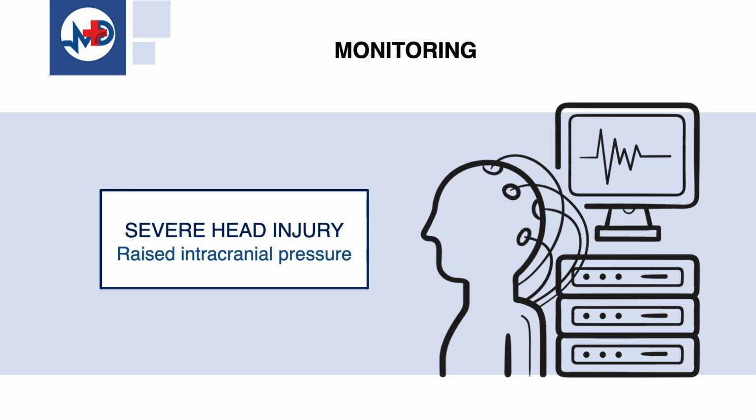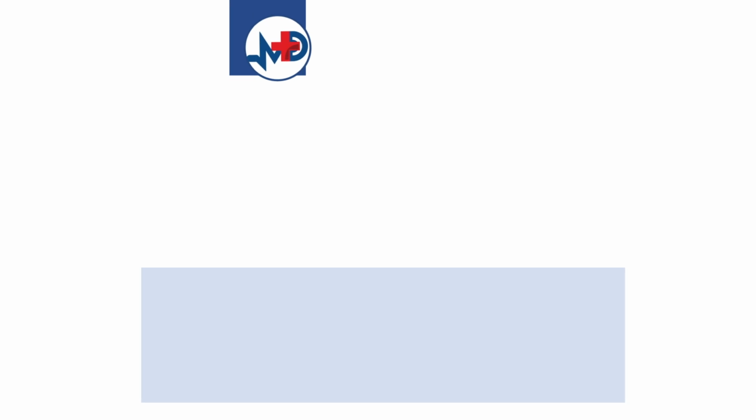Intracranial pressure is monitored while the patient is under observation using a device. Neurosurgeons typically decide the need for surgery based on the type of brain injuries and severity. That is all for this topic.